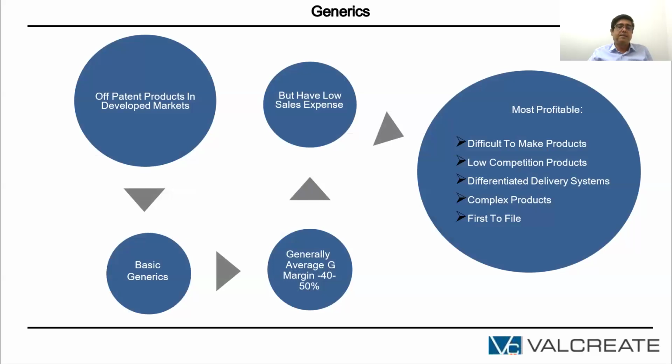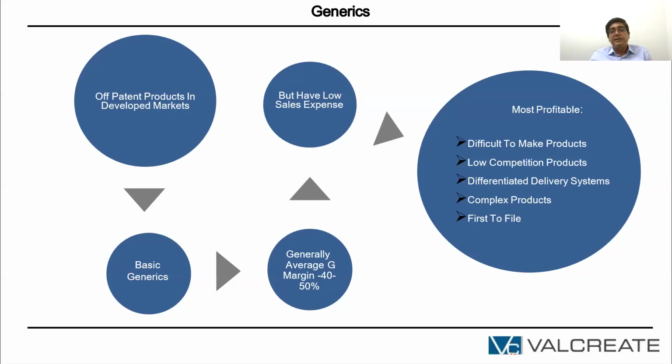So what are generics? Generics are basically off-patent products which do not have a brand. They are generally a very average margin. When I say the gross level, when I say sales minus raw material costs, generics are typically a 40 to 50% margin business, which is not very high when it comes to the overall pharma industry.